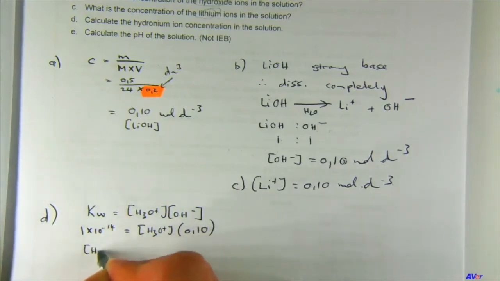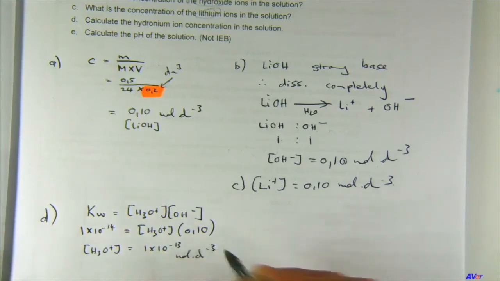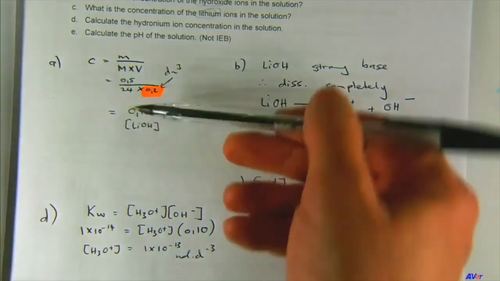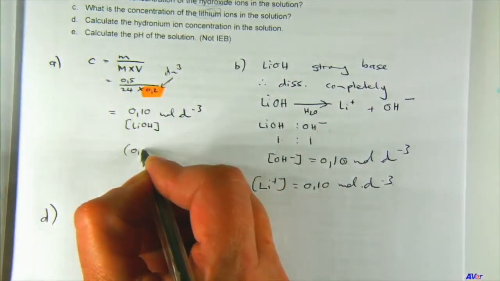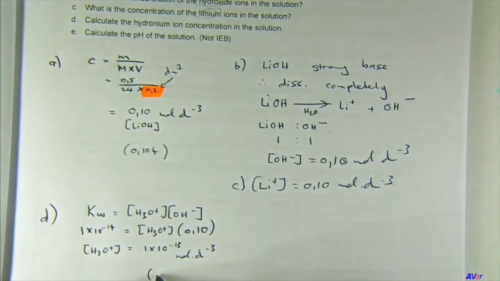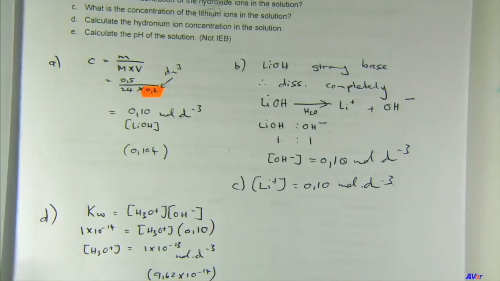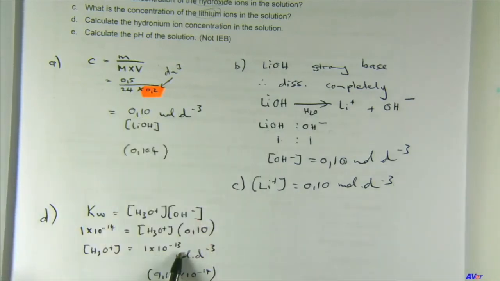And then you get your H3O+ concentration as 1 times 10 to the minus 13 moles per cube decimeter. Right. Now, if you haven't rounded off there at the top, if there at the top you left it as 0.104, then you would have ended up here with 9.62 times 10 to the minus 14. It looks a lot different, but it is actually not. Right. So it depends on your rounding. If you round it off to 0.10, you will end up with 1 times 10 to the minus 13.